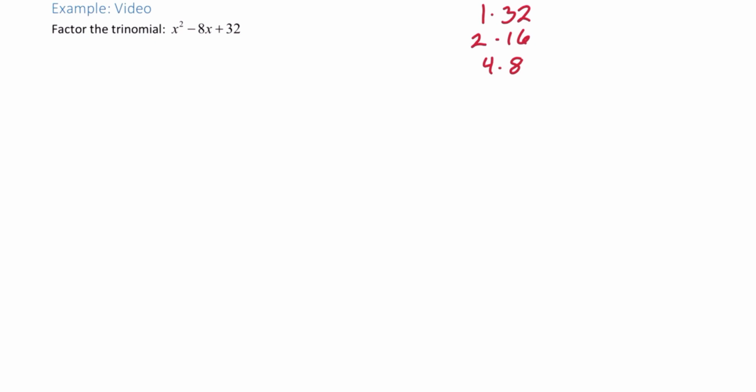and we want the sum to be -8. If the sum is -8 and the product is positive, that means both numbers have to be negative. Looking at all of these, they all multiply to positive 32, but none of them add up to -8. So it looks like we cannot factor this trinomial, which means it is said to be prime.